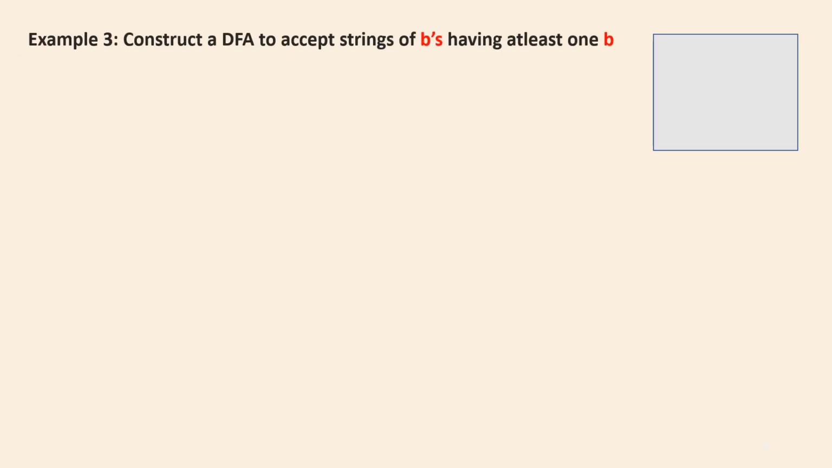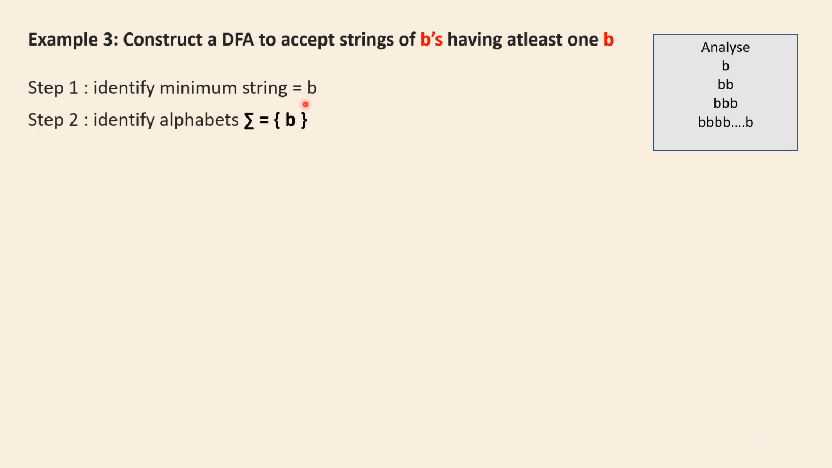Let us take another example here. Construct a DFA to accept strings of B's having at least one B, which means 1B is the minimum string, it has to be accepted. 2B's should be accepted, 3B's should be accepted, n number of B's should be accepted. So the first step is to identify the minimum string, that is 1B. And the alphabet we have here is B alone. There is no A or any other alphabet in the question. So the only input symbol here is B.